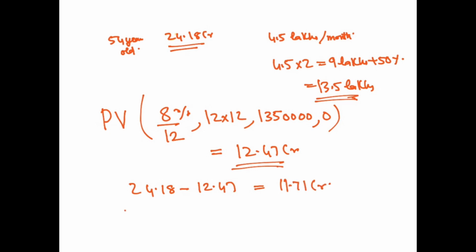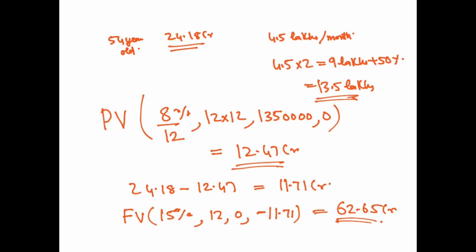Now the 11.71 crores, again you put it in Nifty. So the future value at 15% compounded is going to give you 62.65 crores. So 62.65 crores you have now, and you are now 54 plus 12, 66, 66 plus 12, 78th birthday. You are on your 78th, age is 78, and you now have 62 crores with you.